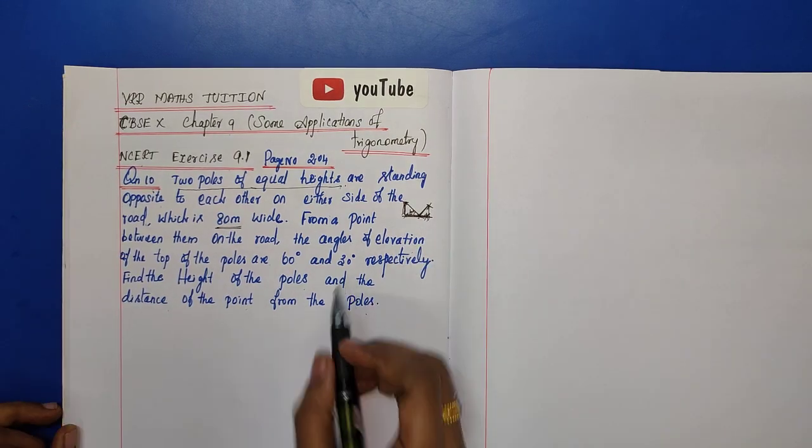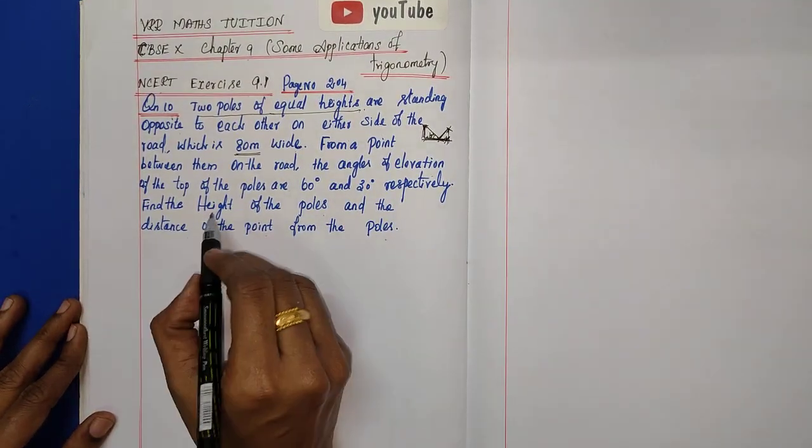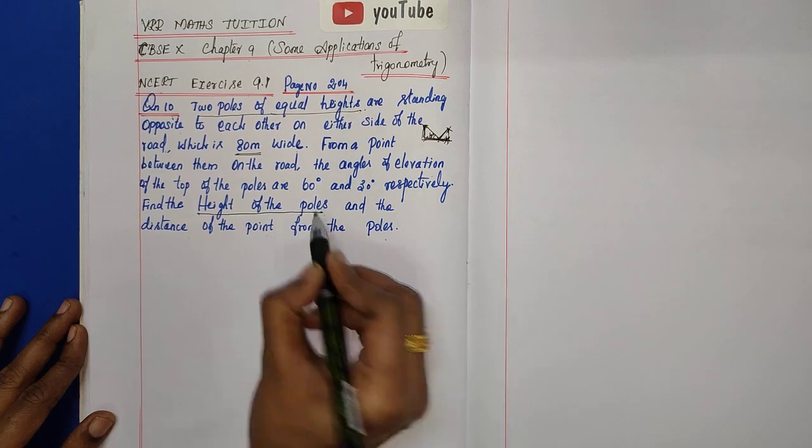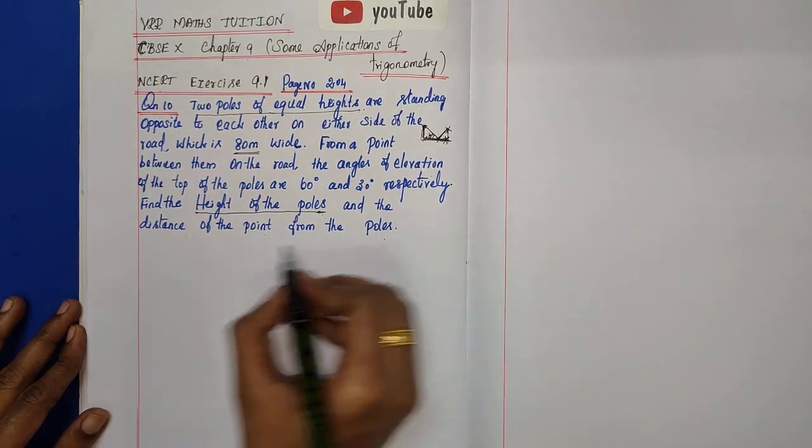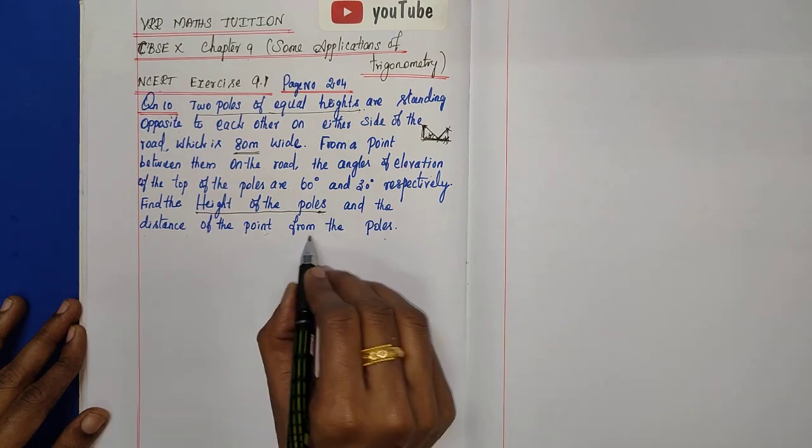In this question there are 3 things to calculate. The one is height of the pole, height of the equal poles. The second thing is the distance of the point from each pole.